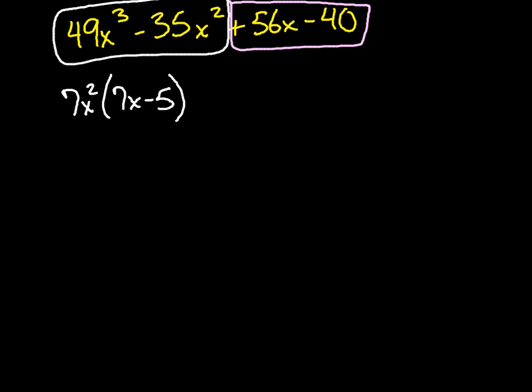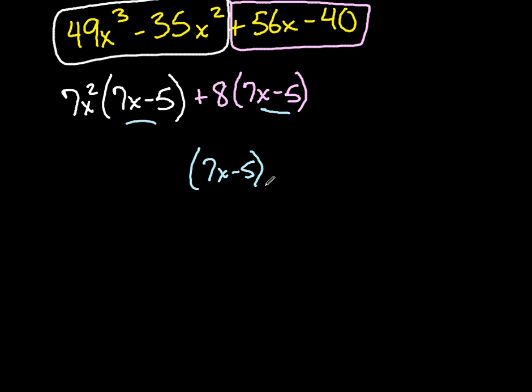And then for the second part, I can pull out here an 8. When I pull out an 8, I'm left with, again, 7x minus 5 as I want it. So, again, my two parts that are left behind is one factor, 7x minus 5. And the two parts that were pulled out become my other factor, 7x squared plus 8.